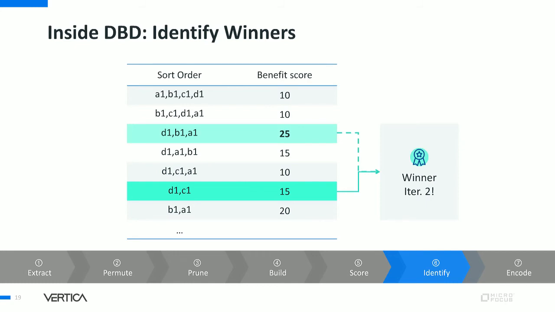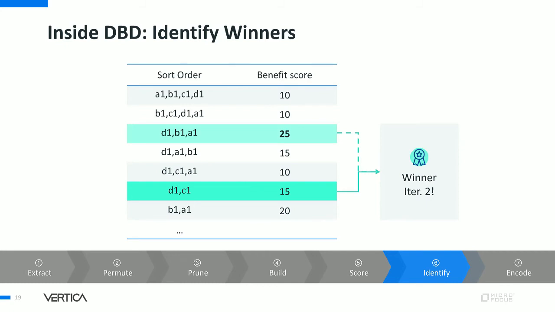Sometimes you need to find more winners because the chosen winner may only benefit a subset of the workload query you provided to the DBD. So in order to have the rest of the queries also benefit, you need more projections. So in this case, DBD will go through next iteration, and let's say in this case, find another winner D1, C1 to benefit the workload queries that cannot be benefited by D1, B1, and A1.